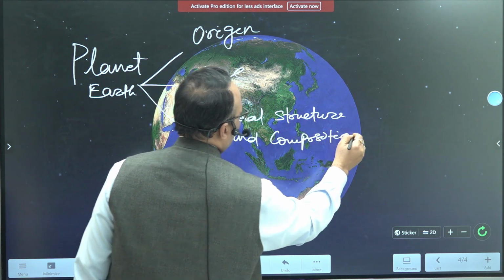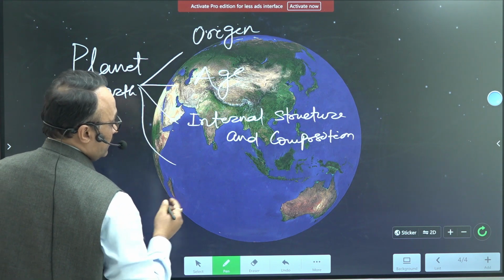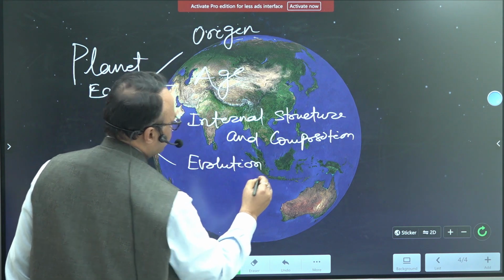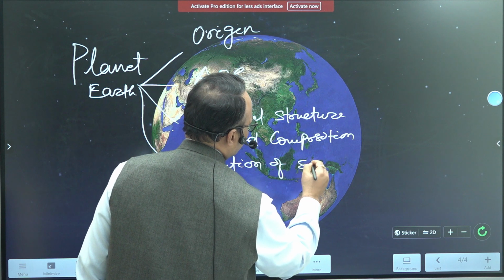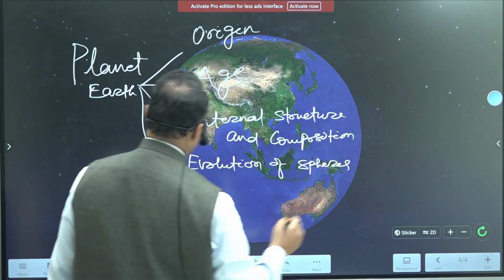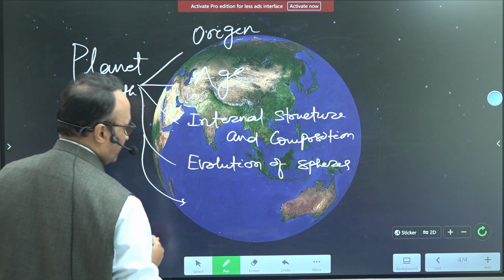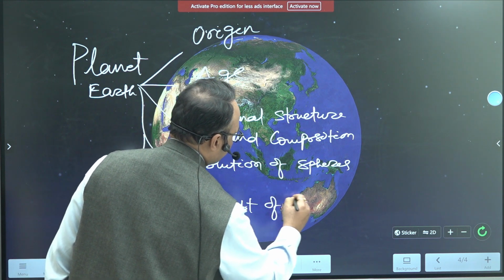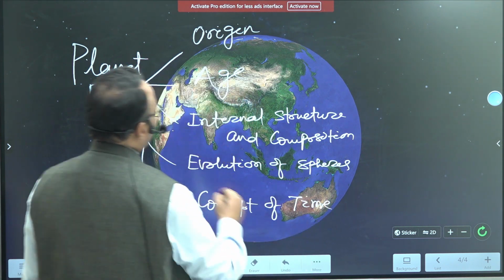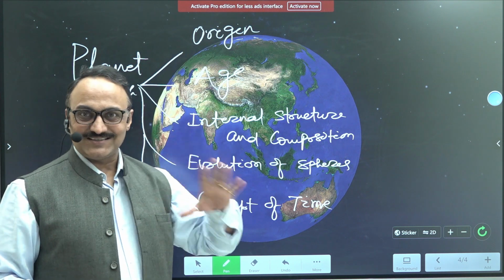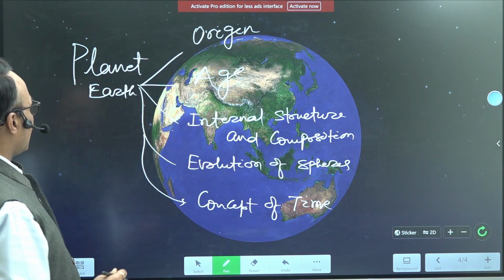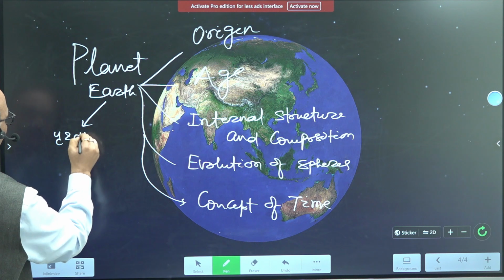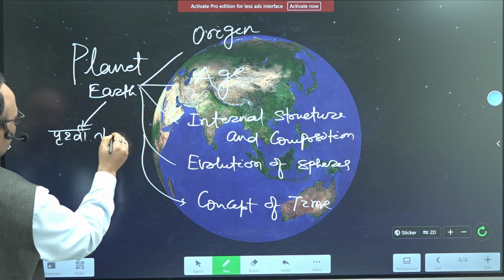Then we will go through the evolutionary aspect, evolution of different spheres. And lastly, we will go through the concept of time on planet Earth. So these are the important topics academically from the examination point of view, but there is another dimension that is important for your living on this planet, Prithvi Tattva.